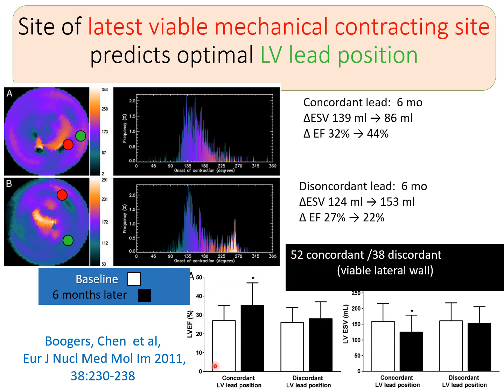with viable lateral wall. You can see that when you look at baseline versus 6 months later, when it was a concordant result, the ejection fraction went significantly up. When there was a discordant result, there was no significant difference. Similarly, when it was a concordant result, the end-systolic volume went significantly down. When it was discordant, there was no significant difference. So this is a single center retrospective study. So clearly, to establish this, it needs to be tested in a large multi-center study.